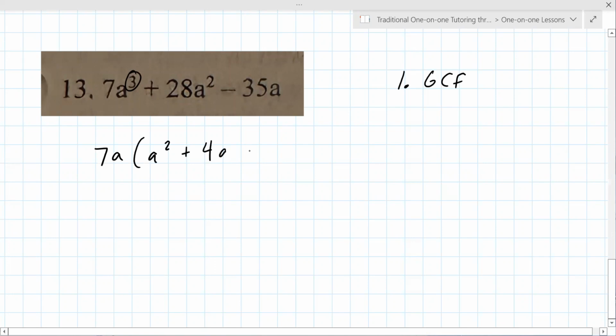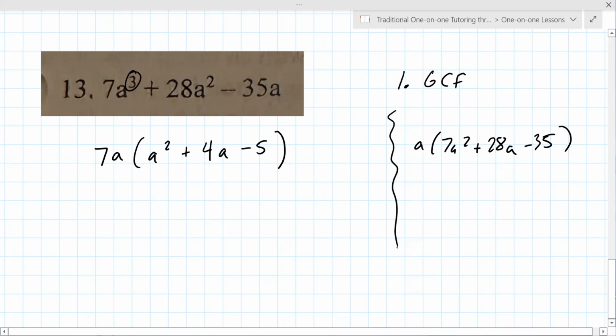And I would assume your teacher's the type that they will do that. Like if you only bring the a out and you're looking at a times 7a squared plus 4a minus 5, and then you sit there and you multiply 7 times minus 5, you're making it a lot harder than you need to. Sorry, this is 28a and 35. So again, that GCF is really key here.